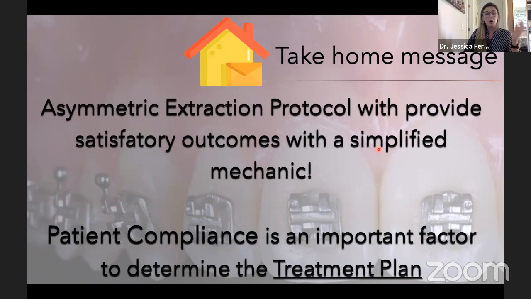However, as with any other malocclusion, you have to consider the severity, the discrepancy, the amount of crowding, and the compliance of the patient, which is a very important factor to determine the treatment plan. So the asymmetric extraction is a good strategy to treat this type of malocclusion, but you will also have to consider the other factors.